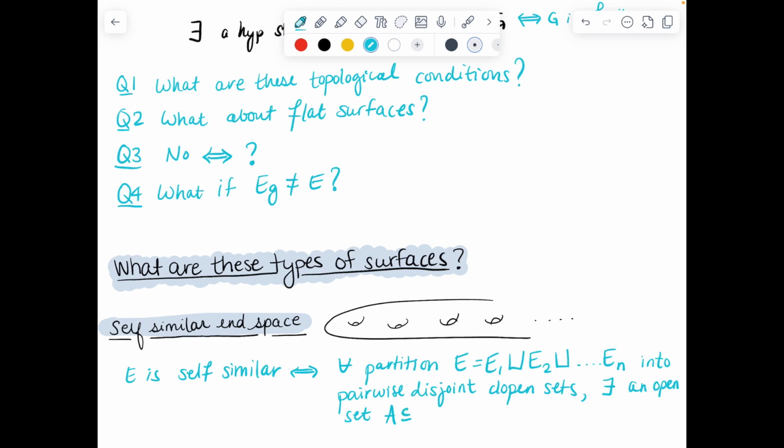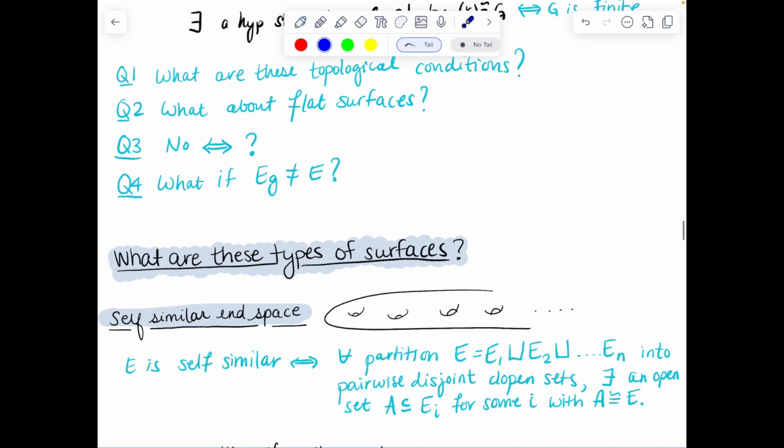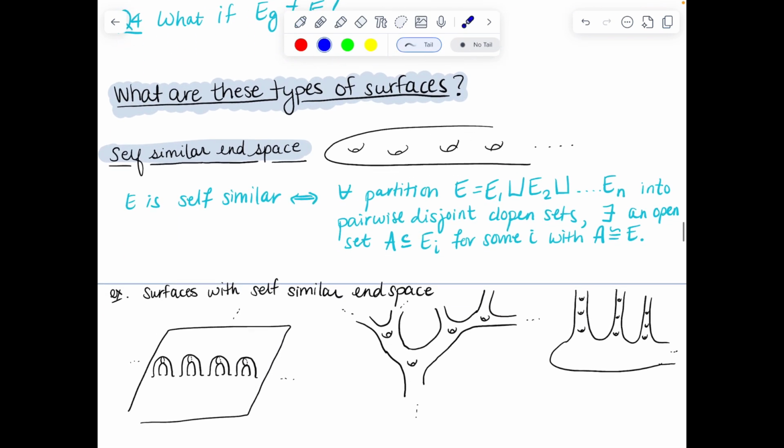The surface of infinite genus with one end shown above, otherwise known as the Loch Ness Monster, is a great example of a surface with self-similar end space, but so is the blooming Cantor tree, and so is the surface I've drawn on the right with countably infinite ends accumulated by genus going off to the right.